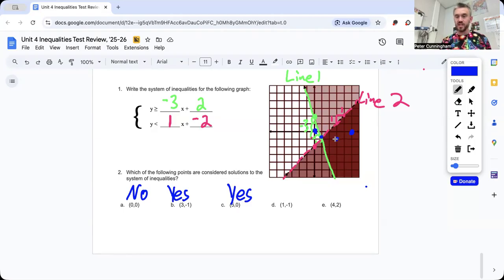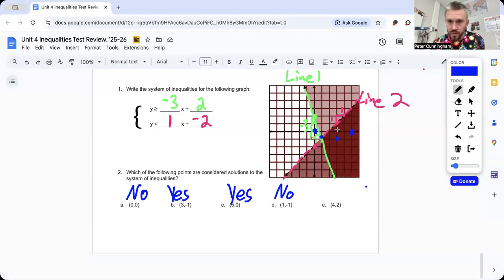Now, I'm kind of squinting here. You can probably tell a little better on your paper. Let me double check on the paper just because my drawings there got a little messy. But 1, negative 1, it is not below that dashed line. It is on that dashed line, I should say. Now you can be on the solid line, which it is on the solid line. So it would make that one true because that solid line means that everything on it is included. But that dashed line means it is not included. So this one would be a no.